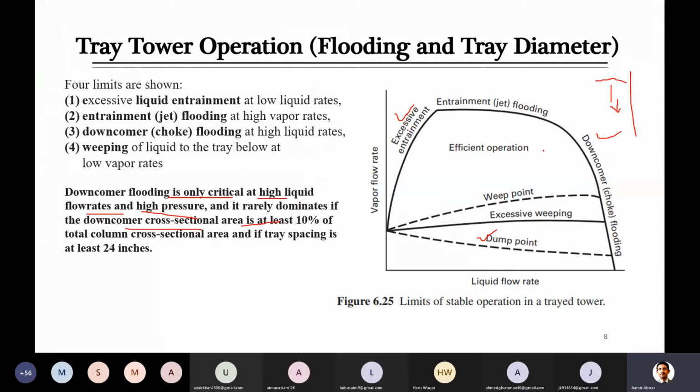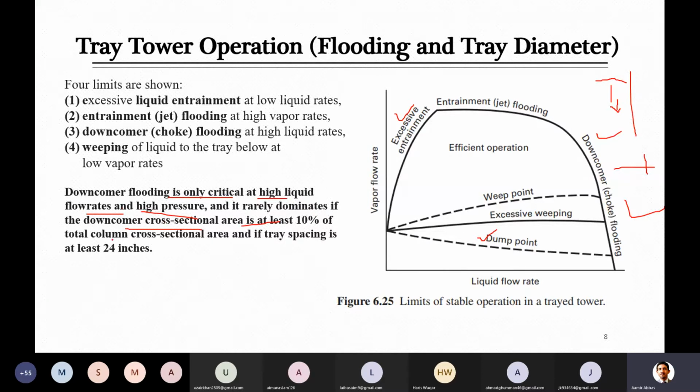The downcomer choking can be avoided if you provide at least 10% of the cross-sectional area for the downcomer area. For a complete plate, if 10% of the area is dedicated to the downcomer, the condition of downcomer flooding due to a large amount of liquid can be avoided. Whatever the column size and flow rates, if you designate 10% area for the downcomer, you will not reach this condition.